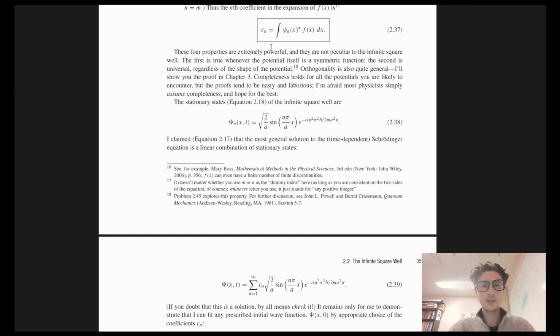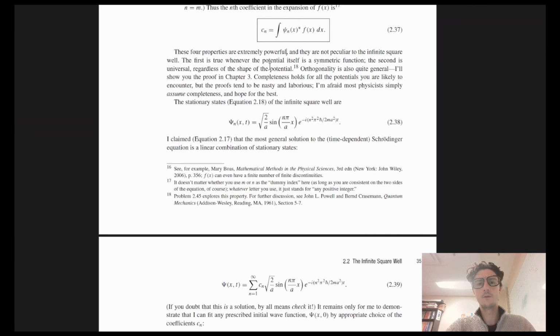That might sound kind of crazy, but here it is. Basically, you take an integral with the psi n, complex conjugate, and f of x. We're going to look at an example of this later on, so don't stress about it. These four properties are extremely powerful, and they are not peculiar to the infinite square well.